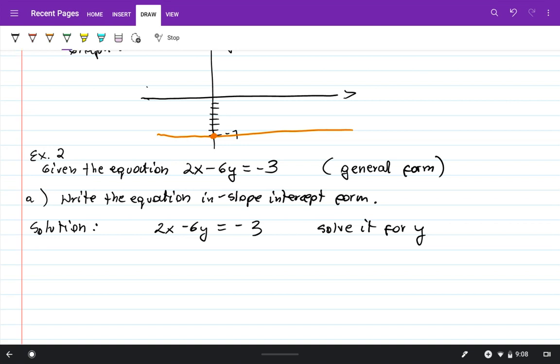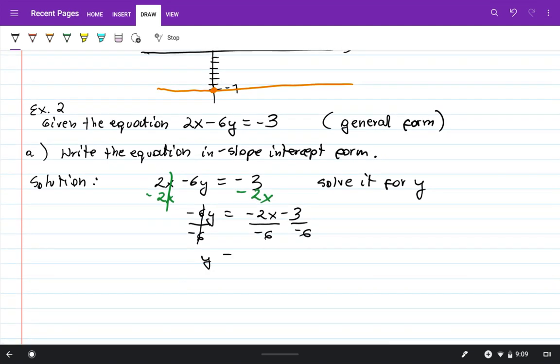So what I'm going to do first, I'm going to subtract 2x from both sides. And we will end up with negative 6y is equal to negative 2x minus 3. And we need to isolate y. So now I'm dividing each term by negative 6. And that will give you y equals negative 2/6 divided by negative... which gives positive 2/6 x. Two negatives will give you positive 3/6. Of course, reduce your fraction.